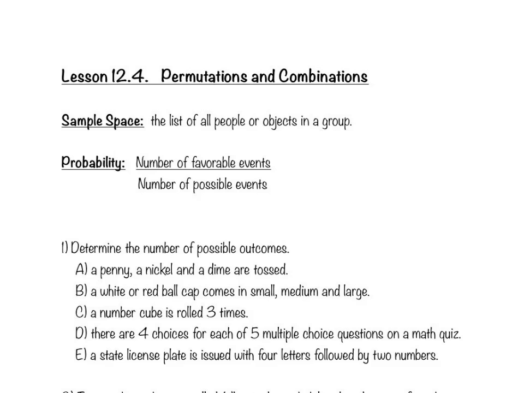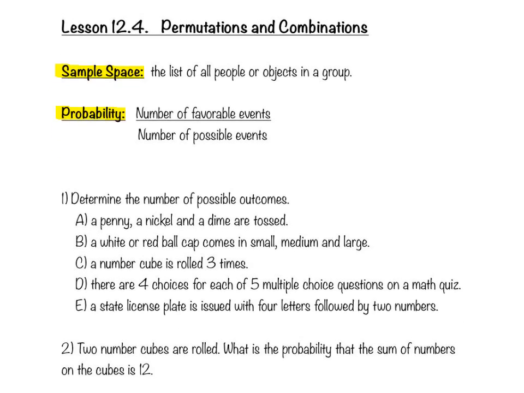So the first vocabulary term that you need to be familiar with is sample space. The sample space is a list of all people or objects in a group. Secondly, you need to know the probability of an event happening. A probability is the number of favorable events divided by the number of possible events. Let's just work with determining possible outcomes and finding probabilities.